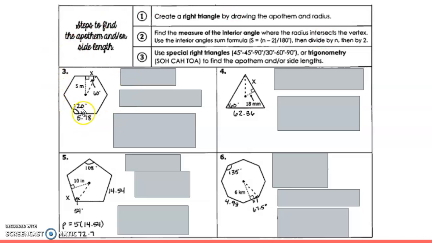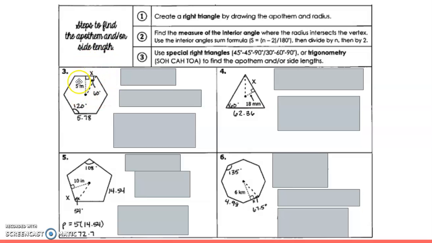So again, if we're looking at number 3 here, there are 6 sides to our shape. So what we would do is 6 minus 2 times 180 divided by 6. That's what's giving us this 120. From our 120, we need to divide by 2 again. The reason we're dividing by 2 is the radius that we drew down cuts our angle perfectly in half. So half of 120 makes this angle 60 degrees.